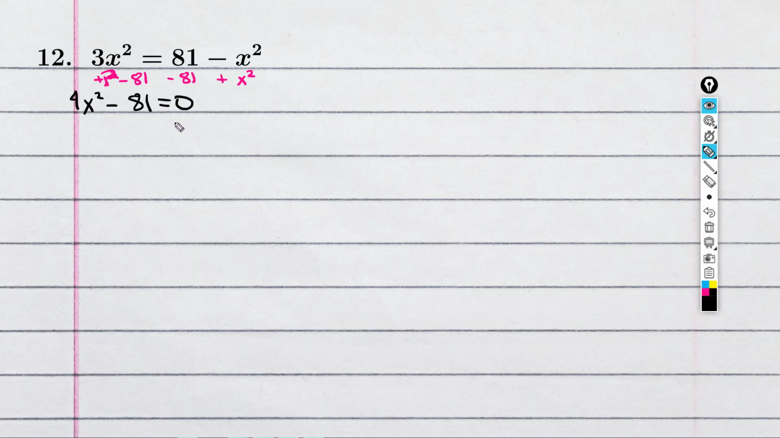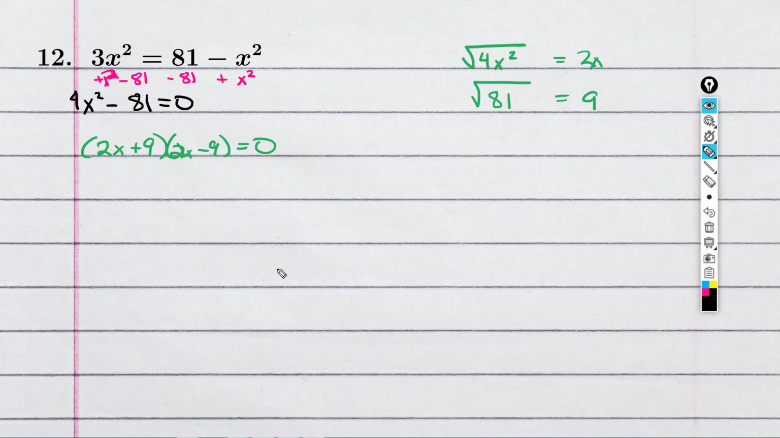There's no common factor, so we can't take a GCF out. We have two terms, so that means we're going to see if we can take the square root of both of them, because we have a minus sign in between. So the square root of 4x squared is 2x. The square root of 81 is 9. So our two parentheses are 2x plus 9 and 2x minus 9 is equal to 0.